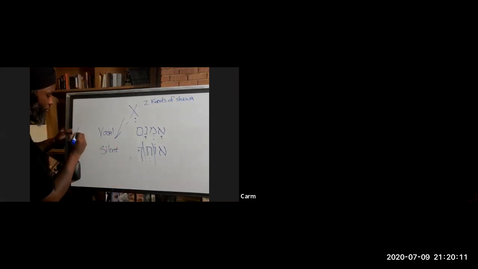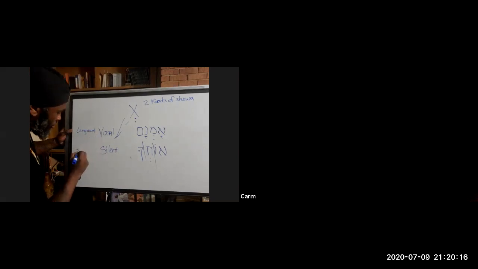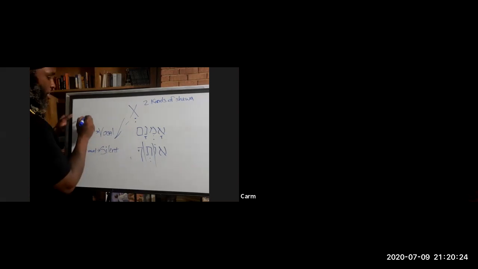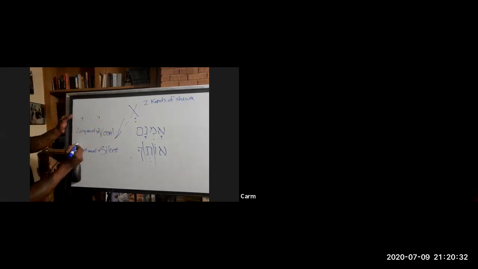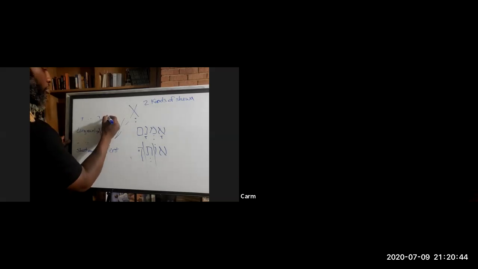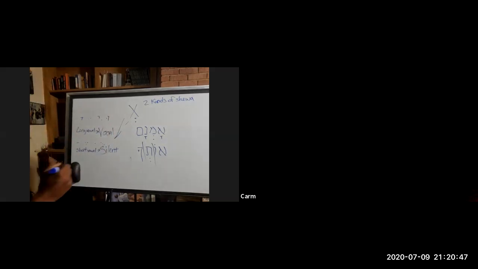So long vowel, vocal. Short vowel, silent. What are the long vowels? Kamates, zere, hidikyo. Short vowels: pepe, sego, hidik. And kibbutz, long vowel, shuru.